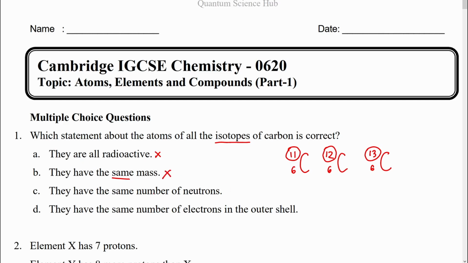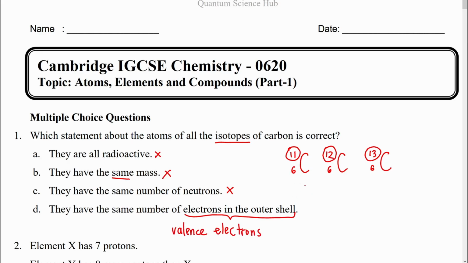They will have the same number of neutrons. Even from the definition, we know isotopes will have different numbers of neutrons, right? But the same number of protons. So this one is also wrong. Next, they will have the same number of electrons in the outer shell. So what is the definition of electrons in the outer shell? This is what we call valence electrons.